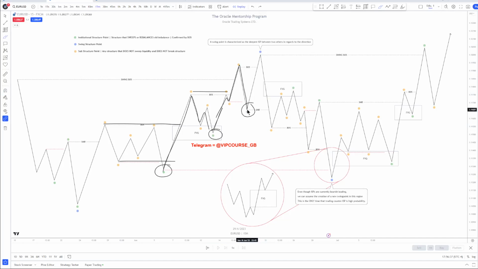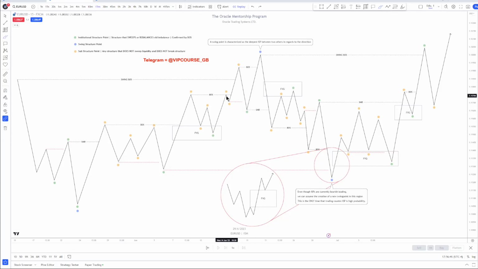Then there's an ISP failure. We have to ask ourselves, what caused this ISP to fail? Is there another ISP? If the answer is yes, another ISP has caused this ISP to fail, then we have an SMB.